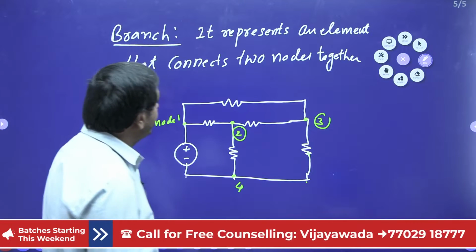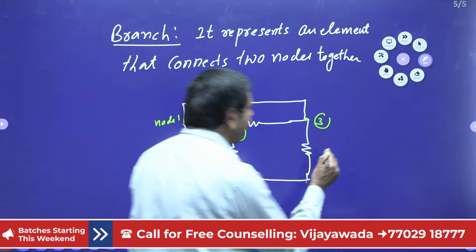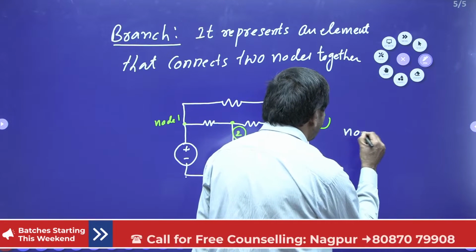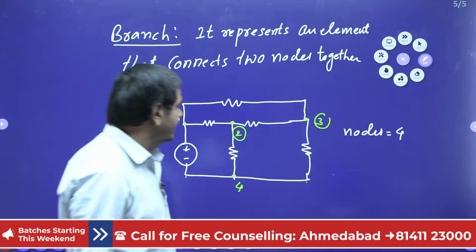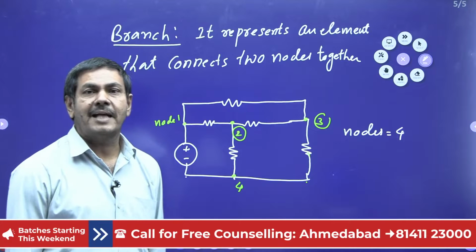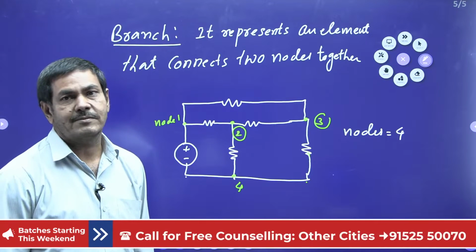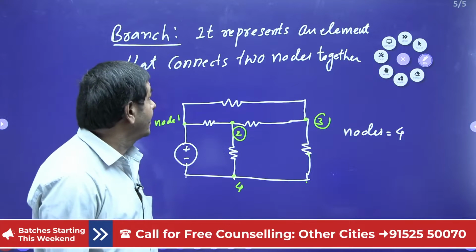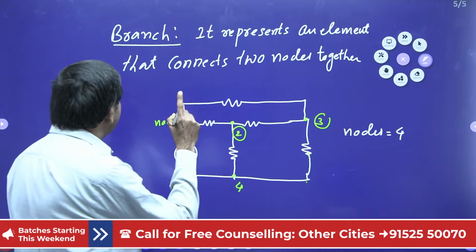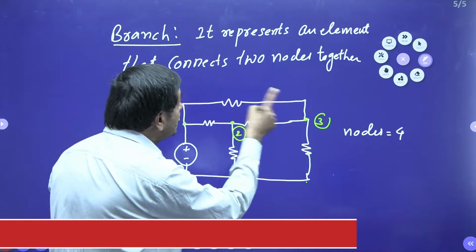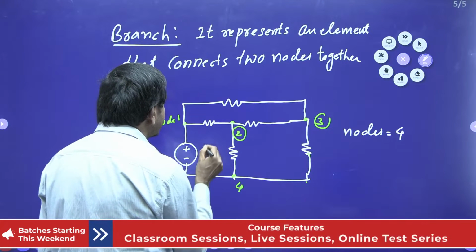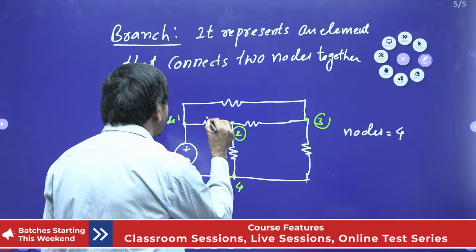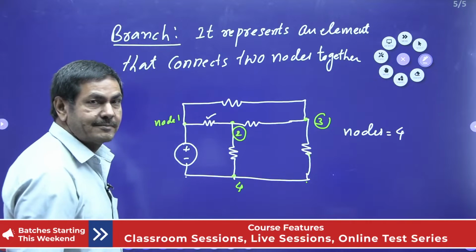We can write directly: number of nodes is 4. How many branches exist in the given circuit? I ask, for example. Branch means what I said: it represents an element that connects two nodes together. Between these two nodes, one resistance is connected here, so that is one branch.